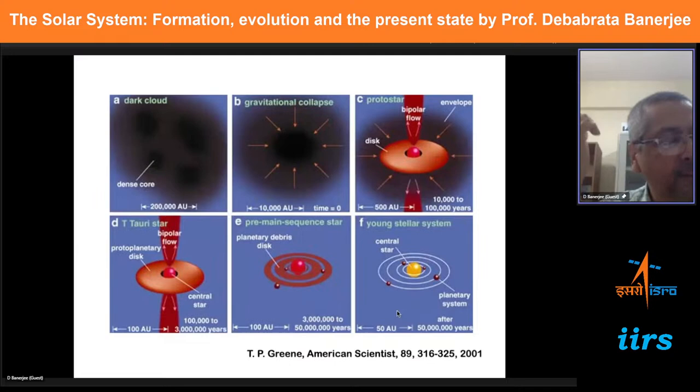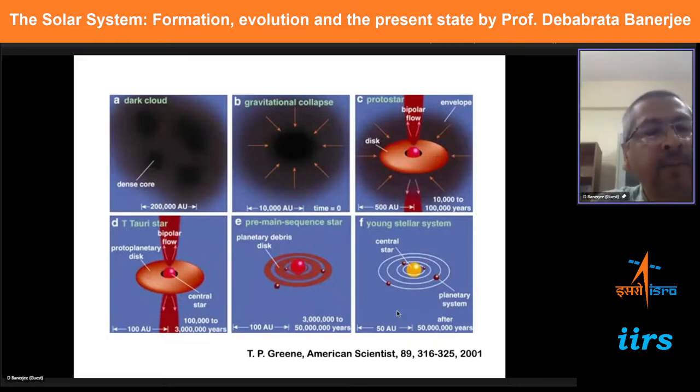Once it collapses, you have rapid accumulation of mass from a circumstellar disk, and then the formation of a protostar, and a disk around it, with a lot of dust and gas surrounding this disk. So you have the protostar which is formed, and then the protoplanetary disk.